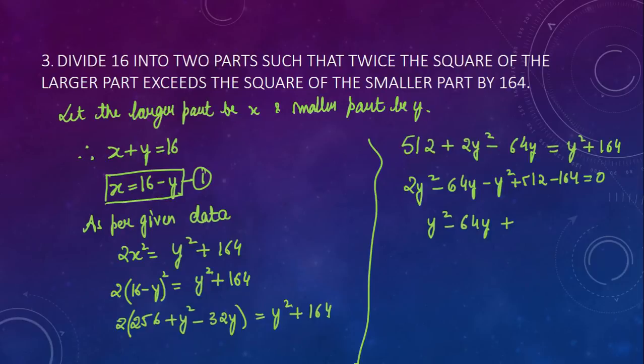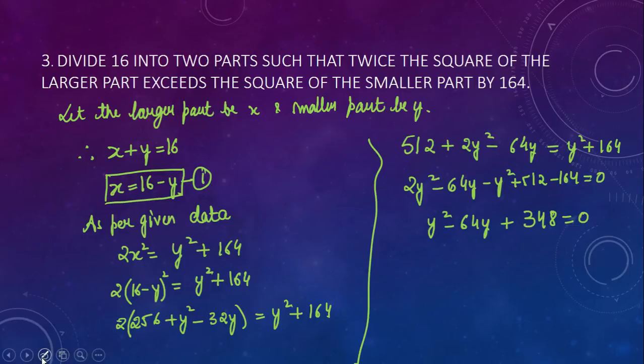Oh, wait, just a second. 512 minus 164 is 348. So 348, this value is 0. You got a quadratic equation. Solve this quadratic equation. What will you get? You will get y square minus 64y plus 348 is equal to 0.